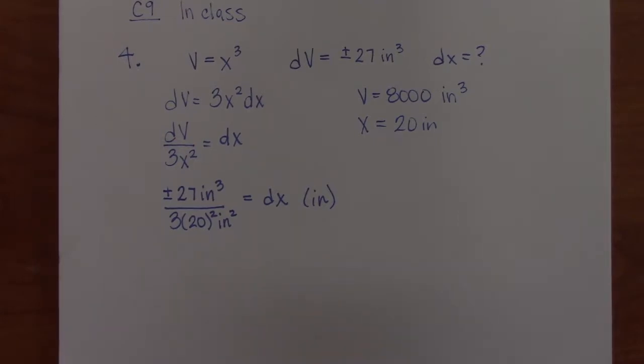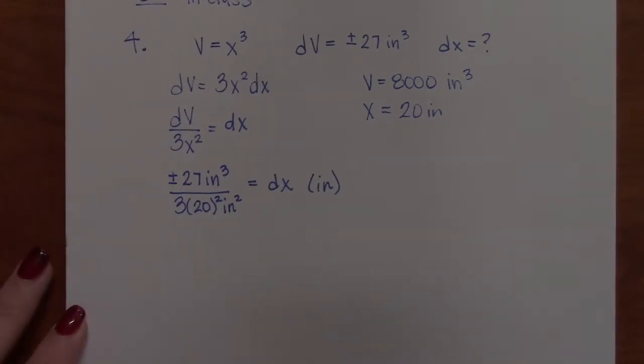Why is it about inches? Because it was 20 inches and it got squared. Yeah. Because the units for dx should come out in inches, because that's what x was measured in, right?